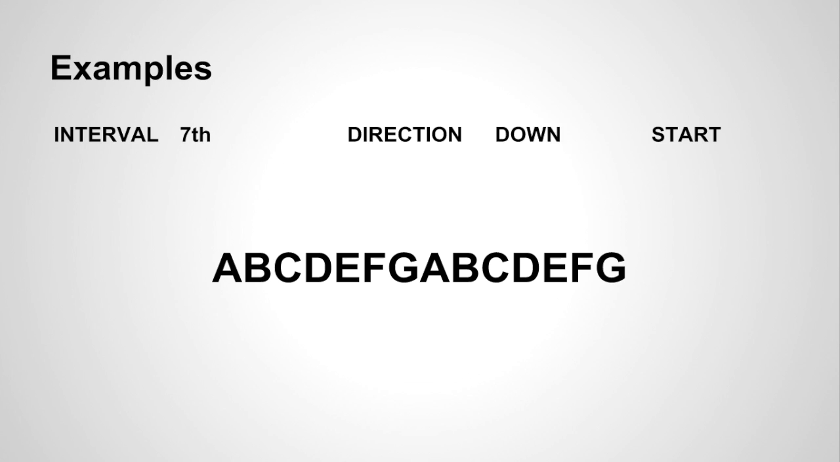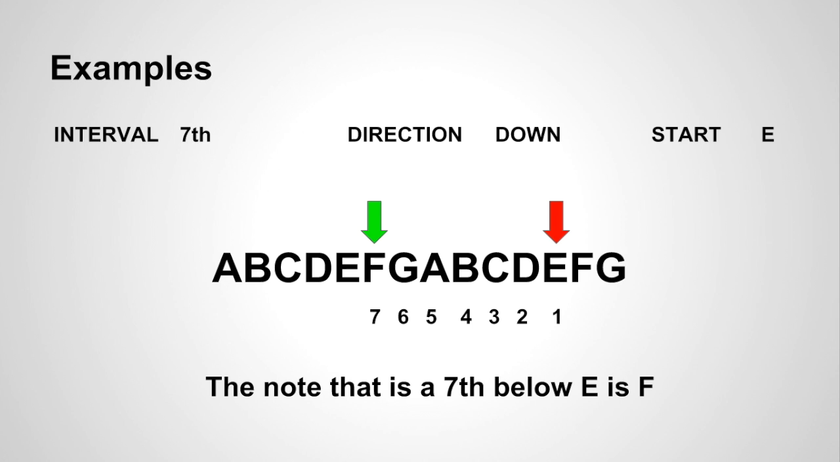Let's do another one. Well, we've done a few going up. Let's go down. Here's your alphabet. Interval, direction, starting pitch. I want to know what note is a seventh down from or below E. So find your E, and starting with E, count 1, 2, 3, 4, 5, 6, 7. There's your answer. So therefore, the note that is a seventh below E is F.